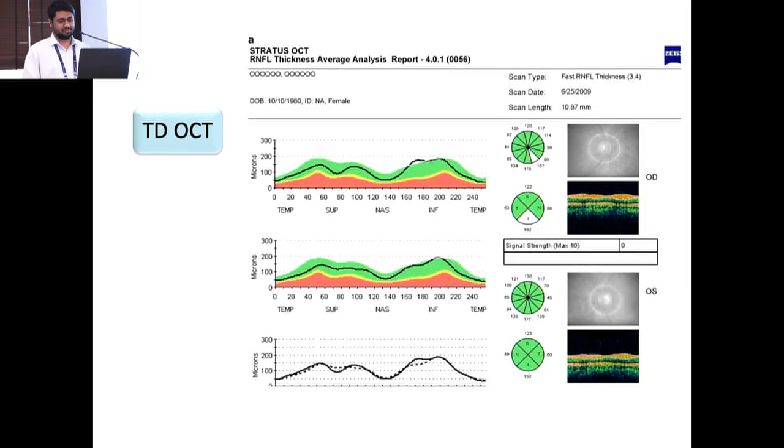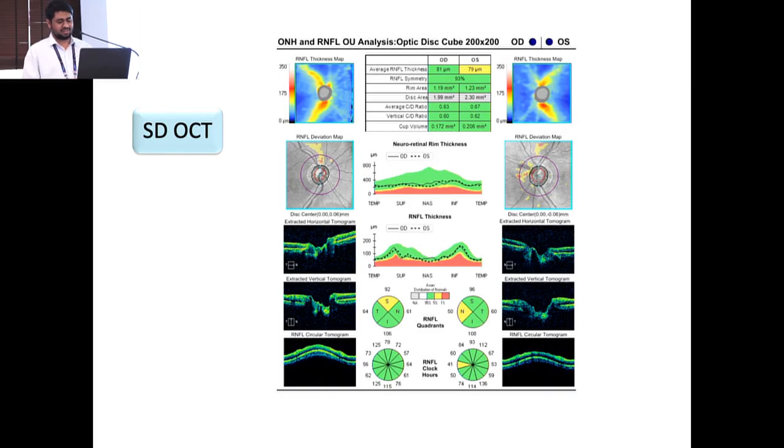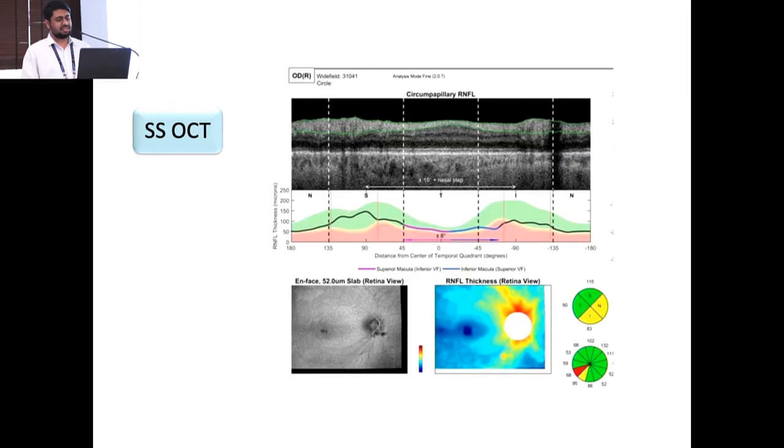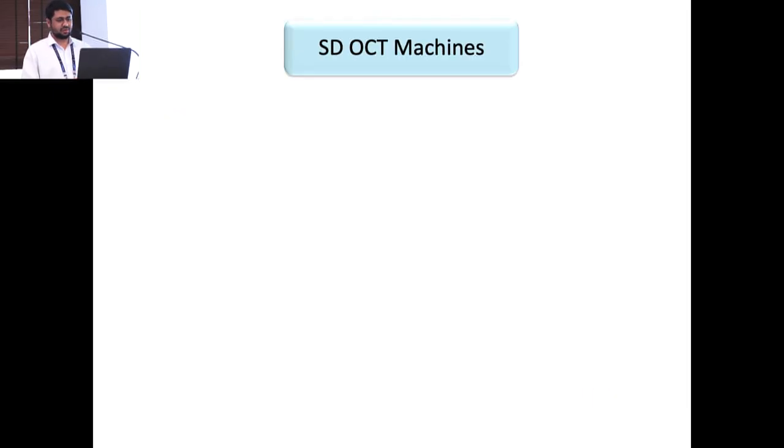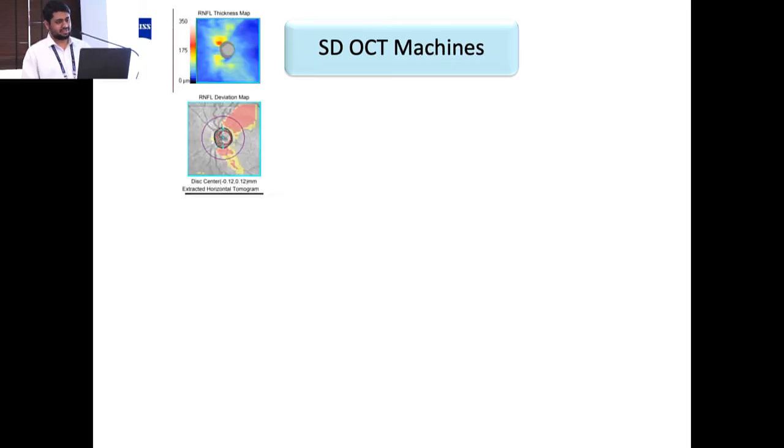So there are a lot of parameters available, and each and every day it is developing, and new things are coming. So this was the older time domain OCT, where they had only the RNFL data, and the spectral domain OCT, which has the RNFL and a lot of optic nerve head parameters, and the swept source OCT, which gives a wider image. So I'll be mainly focusing on the SD-OCT machines, and there are a lot of SD-OCT machines, and each one will be using a different machine.